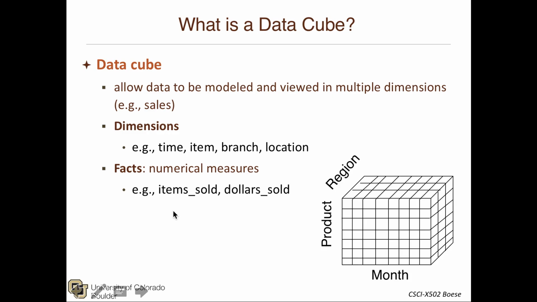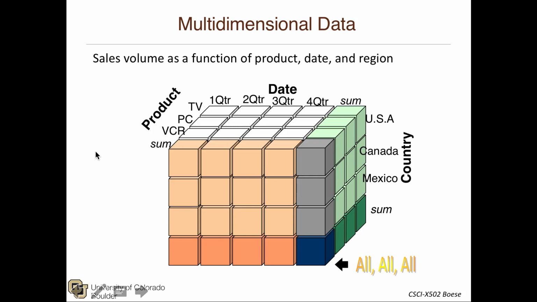So we could have things like facts. These are the values, the numerical values, like items sold or dollars sold, versus dimensions, these attributes that we're looking at. So in this example, we have sales volume as a function of the product, date, and region. Again, looking at this in a three-dimensional cube, if you were to go across VCR to Q4 and then down to Mexico, finding that cube is where that data value would end up. And then the sum would be a summary of all of them going across, across the entire data set.